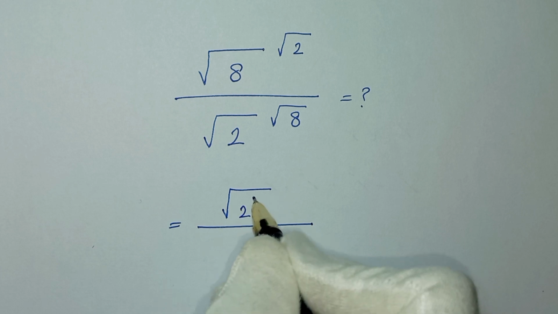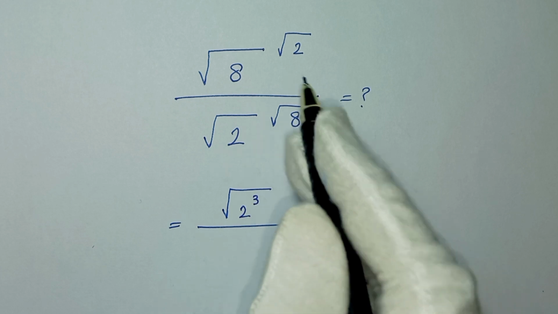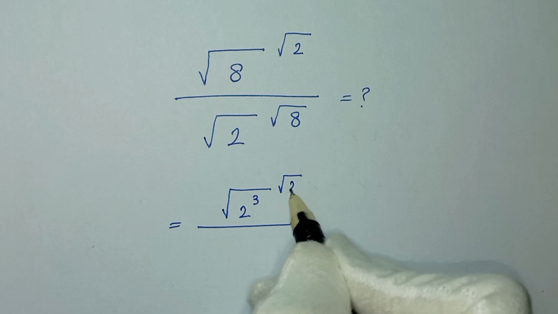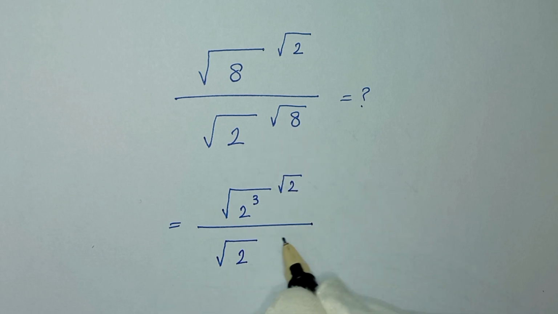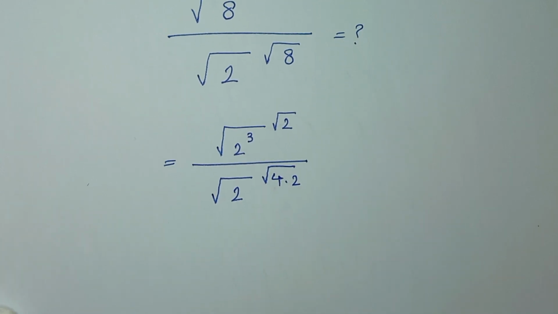2 to the power of 3 to the power of square root of 2, over square root of 2, and this 8 is 4 times 2.